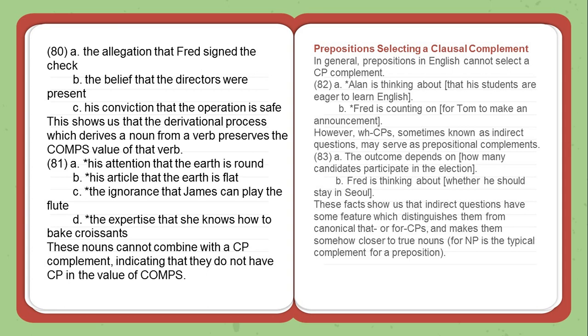A. His attention that the earth is round. B. His article that the earth is flat. C. The ignorance that James can play the flute. D. The expertise that she knows how to bake croissants. These nouns cannot combine with a complement, indicating that they do not have a complement in the value of their complement feature.